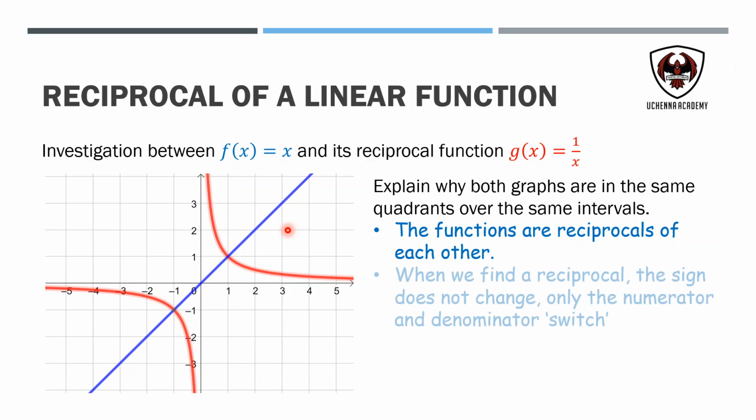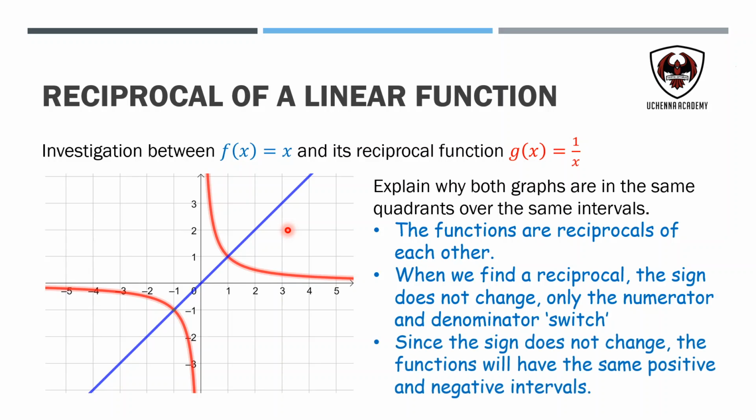So that just means that when we find a reciprocal, the sign, positive or negative, doesn't change. Only the numerator and the denominator switch their positions. We make it 1 over whatever the original numerator was. So the sign doesn't change, which means that if the original function is positive, or in this example, the line is above the x-axis, that means it is positive. Well, that means its reciprocal will still be positive because we're just reciprocating it. We're not changing the sign.